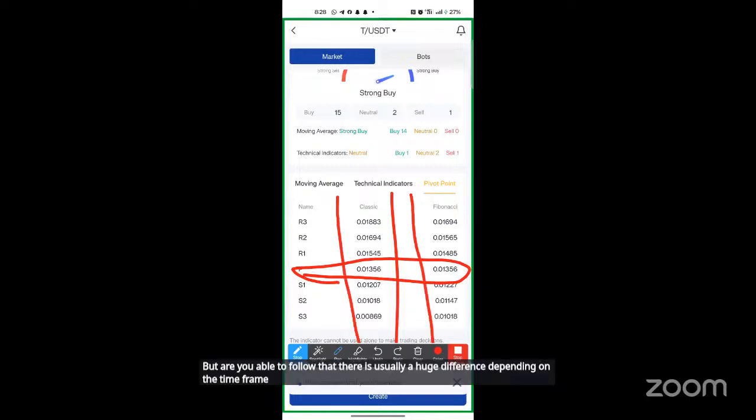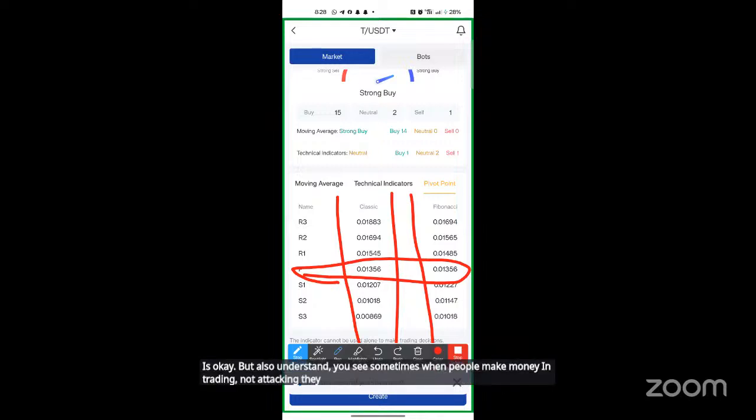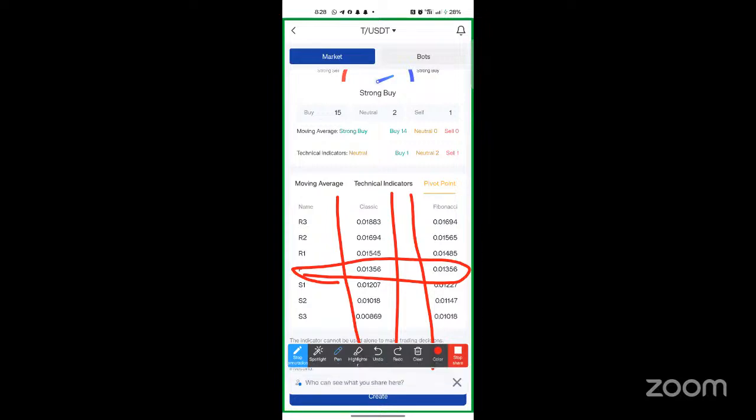No, the coin giving you money, it is okay. But also understand, you see, sometimes when people make money in trading, I'm not attacking, they become excited and they feel they are very good. But this coin can cut off your leg. How many understand what I'm talking about? You can get excited and this coin can cut off your leg.